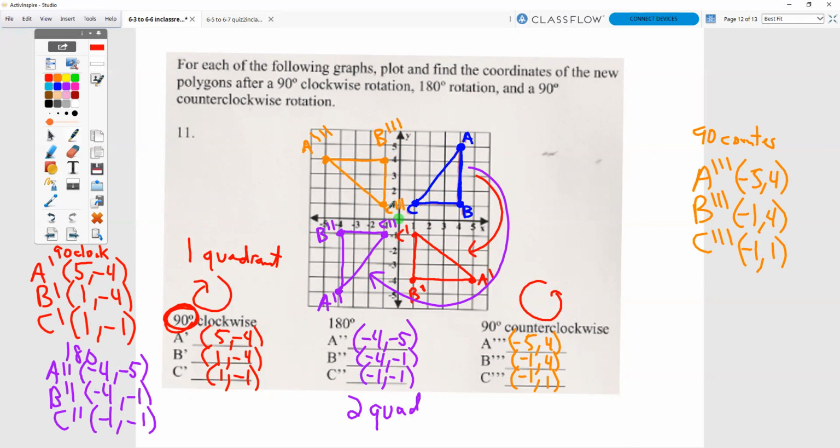Notice that we went from the original picture, we went 1 quadrant. This time we went backwards clock. If we go 1 quadrant, again, it has to be 90 degrees, but we went backwards. So that's how I know that it's counterclockwise.